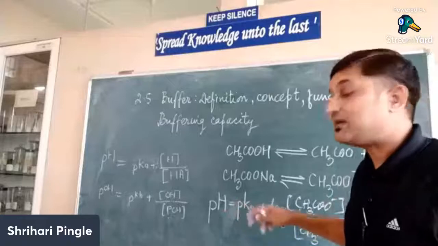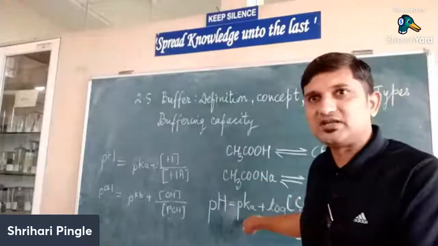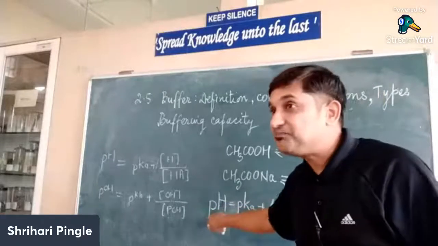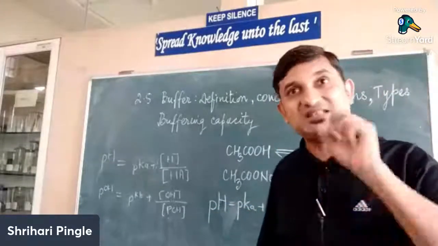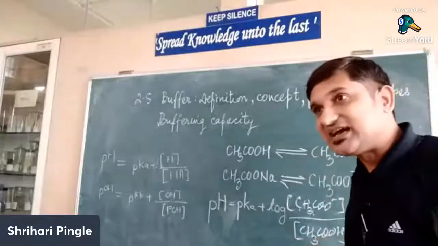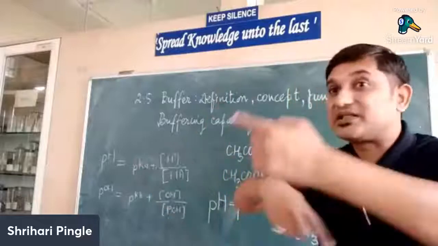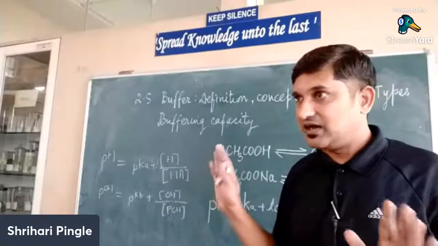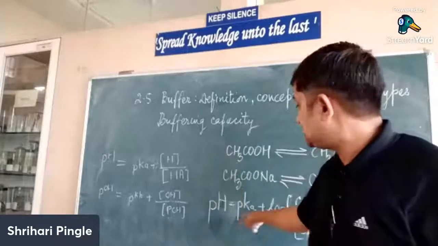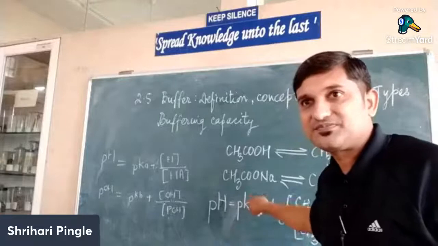The pKa value is known to you, it is constant. The acetate ion concentration and the acetic acid concentration, they all decide the pH value. Are you getting what I'm trying to say? pKa is constant. Right? So this part is not going to change.